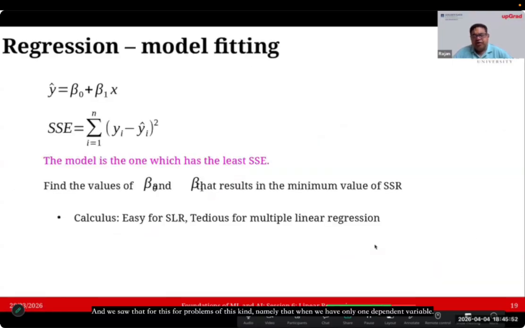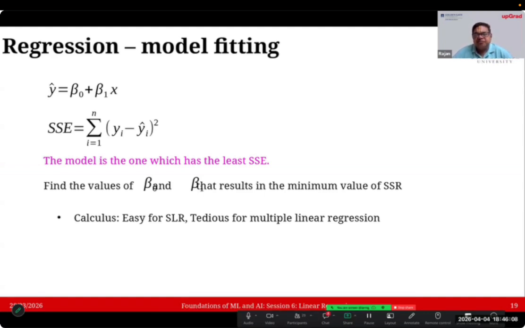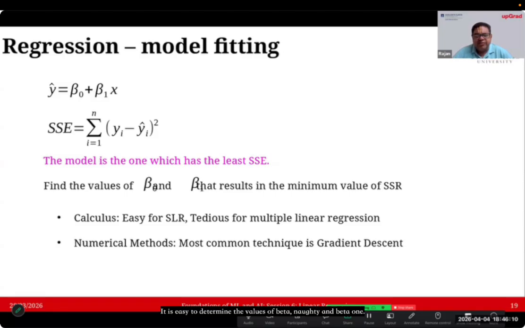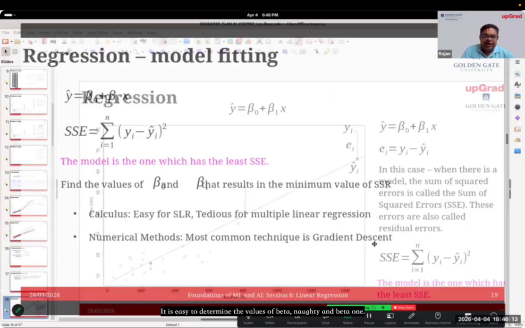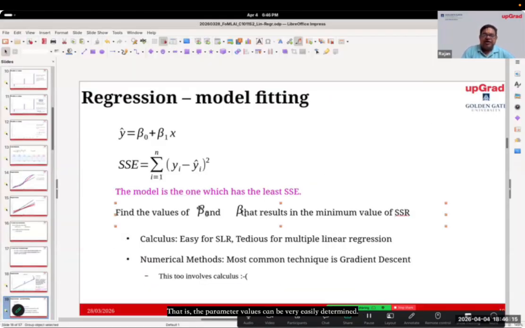So for problems of this kind, namely when we are going to have only one independent variable, these kind of problems are called simple linear regression models. It is easy to determine the values of beta naught and beta 1. That is, the parameter values can be very easily determined.